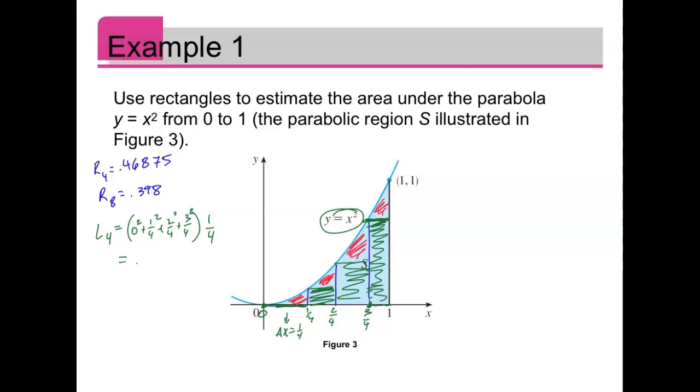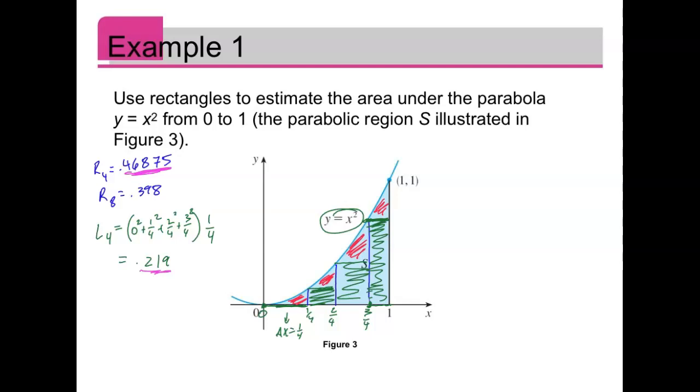All right, so that gets me 0.219. Compare that to R4, so that's L4, and R4 is 0.46875. So one's an underestimate, the other is an overestimate, right? So the real answer is somewhere between them. And as you increase the number of subintervals, you get better and better estimates, right?